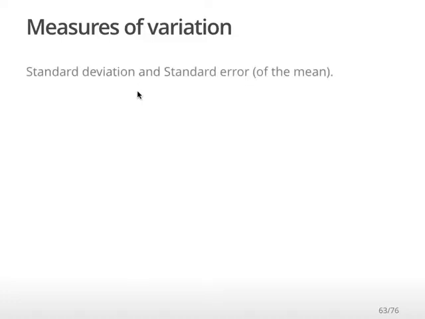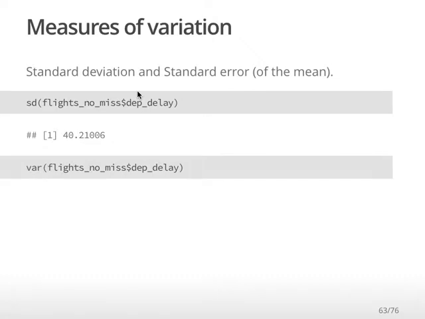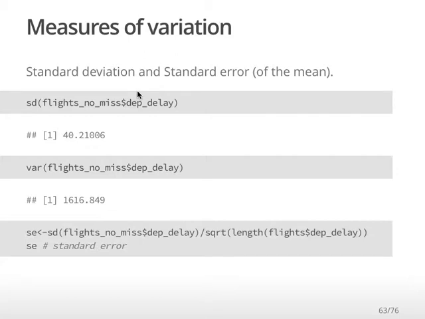You remember measures of variation, so you have means and standard deviations. We can get the standard deviation via sd. How much variability is there around this mean? That's 40, which tells you there's quite a lot of variation around this mean of 12 minutes. Probably some flights leave really early and some flights have really horrendous delays. We can also get the variance, which is nothing more than the square of the standard deviation, if you go back to your undergraduate statistics. Based on that, we can calculate the standard error.